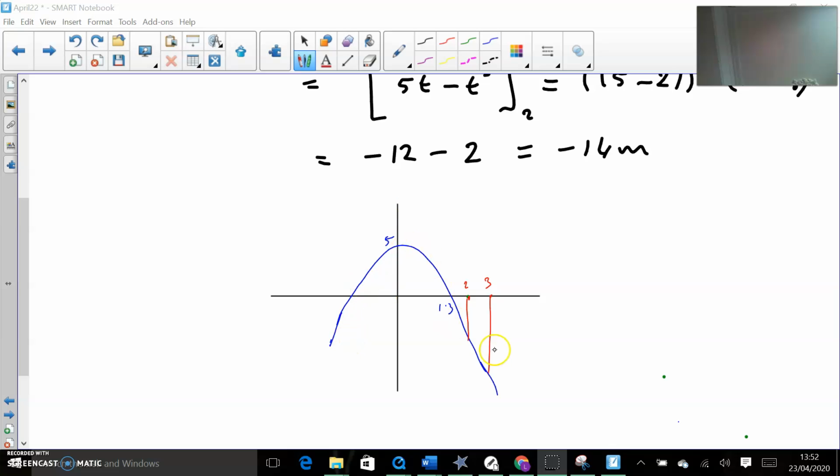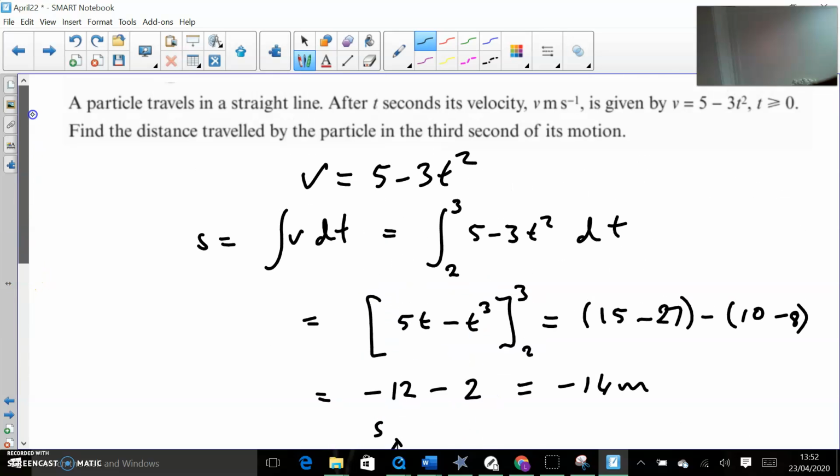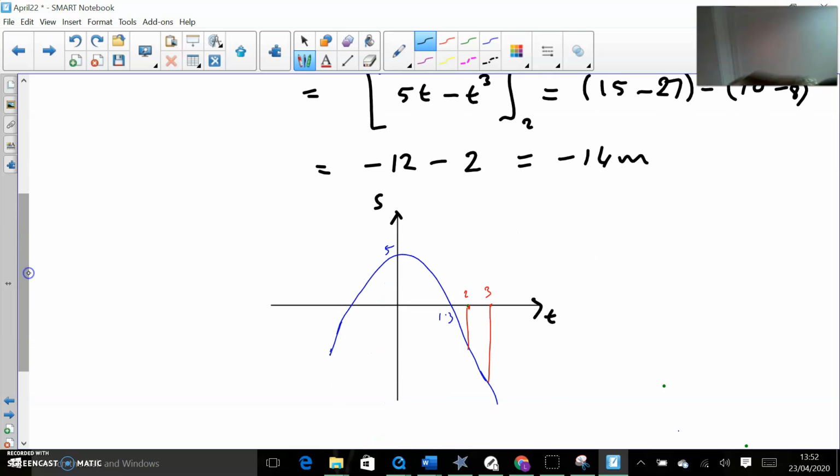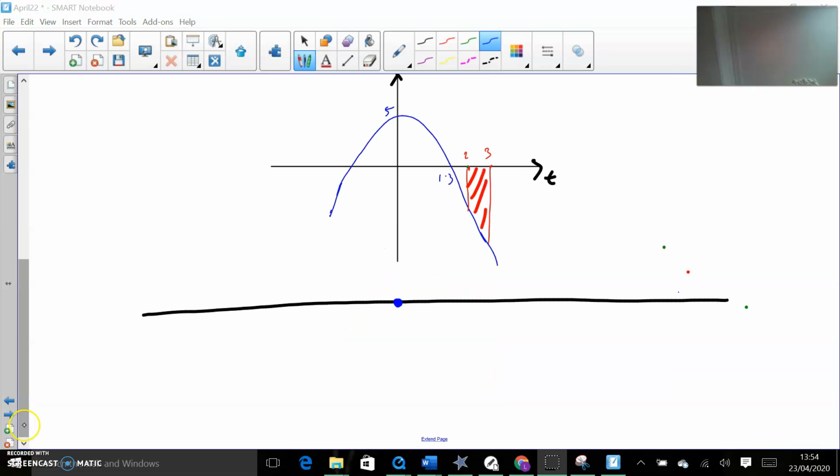Okay, yeah, so I've redrawn this. So it crosses the t-axis at 1.3, and so you can see where time at t equals 2, there's t, that's v. So where t is 2 and where t equals 3, the area under the graph we can see is negative. So that is why we have minus 14. The distance, of course, travelled is just 14 meters. It's the positive value.